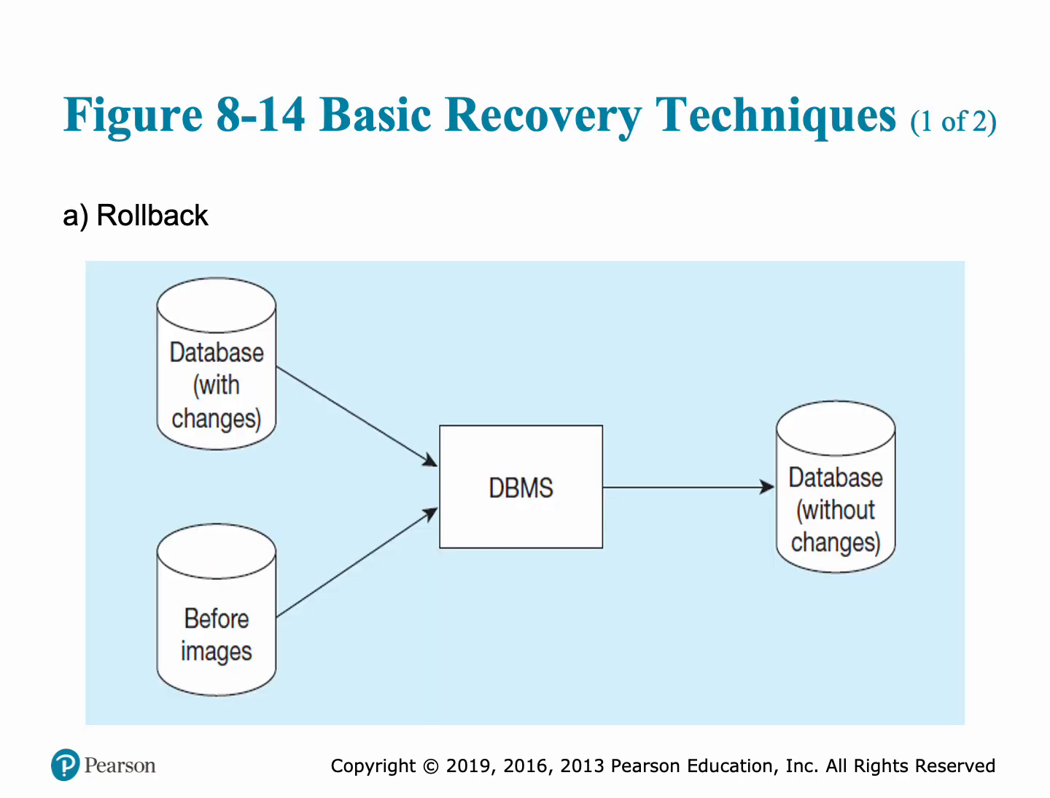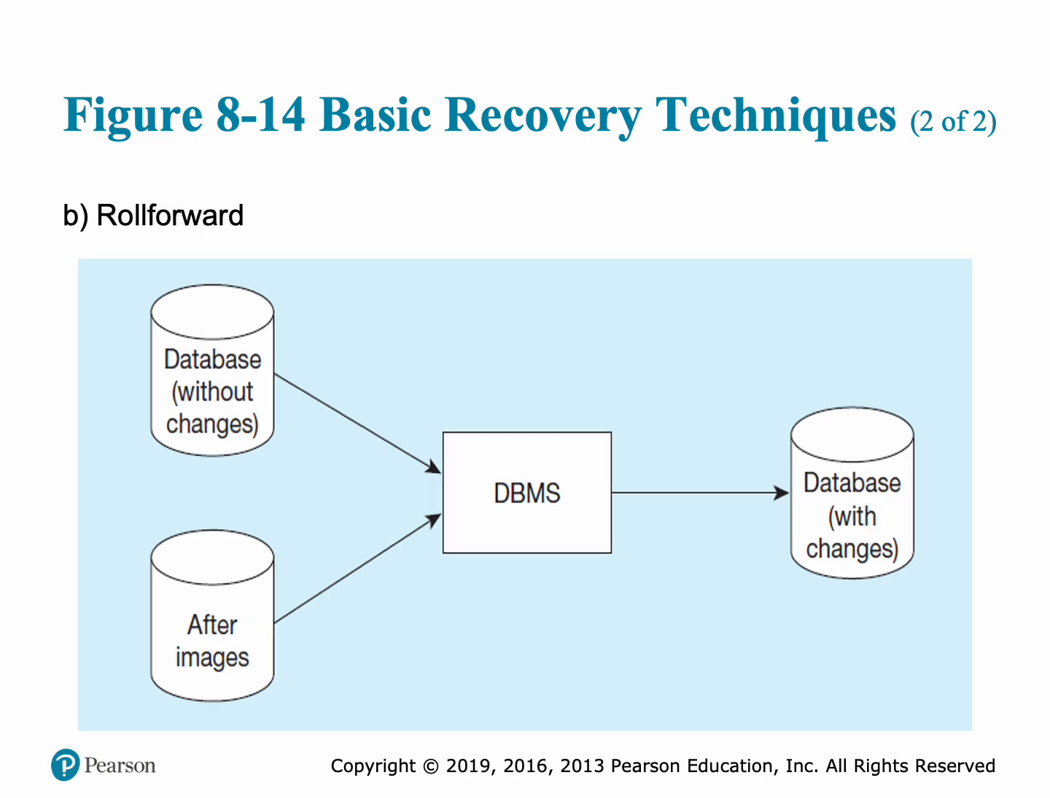Rollback is the backout or undo of unwanted changes to the database, as I discussed earlier. Before images of the records that have been changed are applied to the database, and the database is returned to an earlier state. Rollback is used to reverse the changes made by transactions that had been aborted or terminated abnormally, as we just discussed.